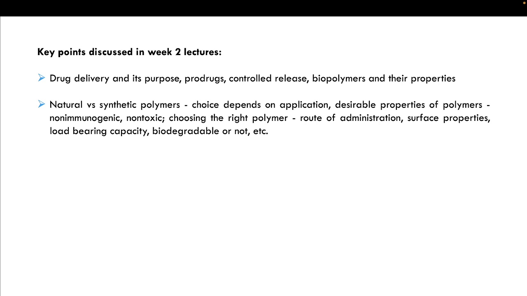Then certain desirable properties of polymers were discussed. Whatever polymer you are using, since it's going to be used for biological application, you're going to inject or deliver these polymers to human patients. They should be non-immunogenic, meaning they should not have a very adverse immune reaction, otherwise your therapy will fail. They should also be non-toxic. There should be no additional toxicity associated with these polymers. They should be biocompatible. We'll discuss some of these concepts as we go ahead with the questions as well.